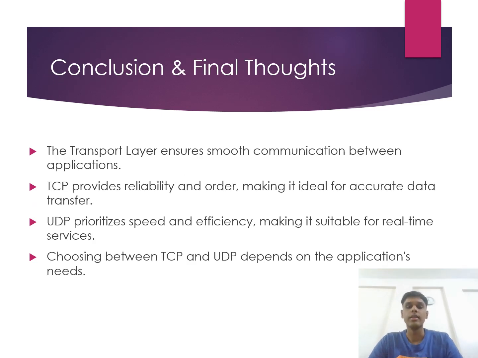So in conclusion, let's wrap it up. The transport layer ensures seamless communication between applications, and TCP provides reliability and error correction, which is ideal for data sensitive applications. TCP gives accuracy and data privacy or protection the highest priority, which is very crucial for some applications. And UDP prioritizes speed and efficiency, which is perfect for real time applications.